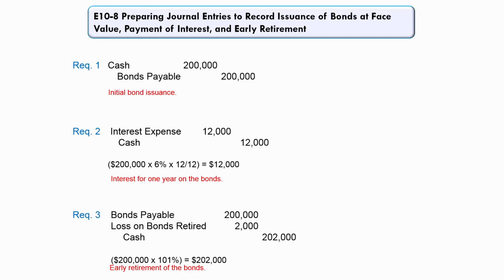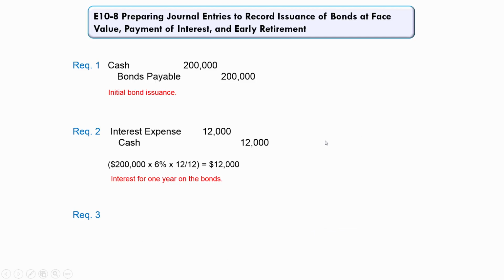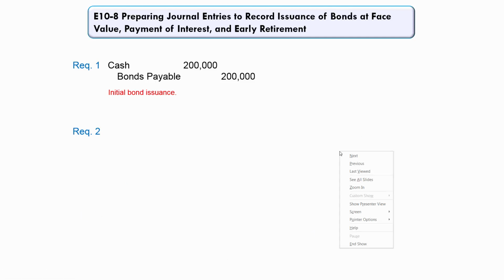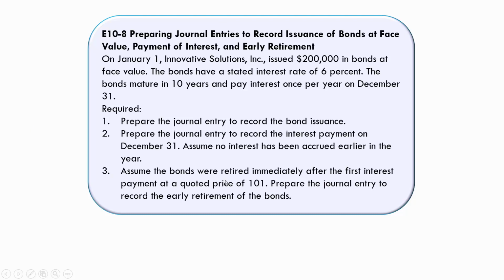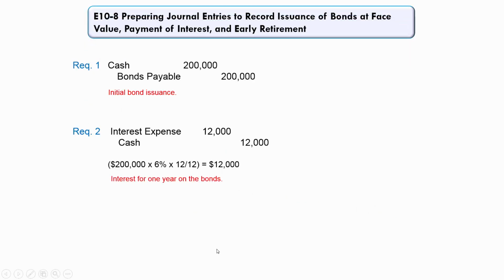Now, in this particular case, there's another component of it. Let me go back to the previous. And it says, the bonds were retired immediately after the first interest payment at a quoted price of 101. This means 101% of face value. And so they are going to retire the bonds. They're going to pay off their bonds after the first year. They already have paid that first interest payment on the bonds.